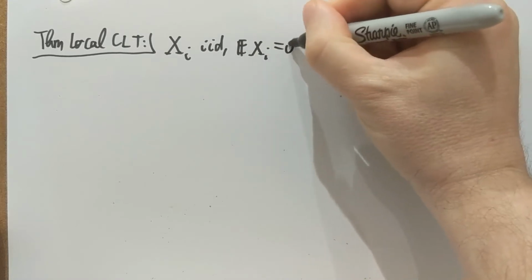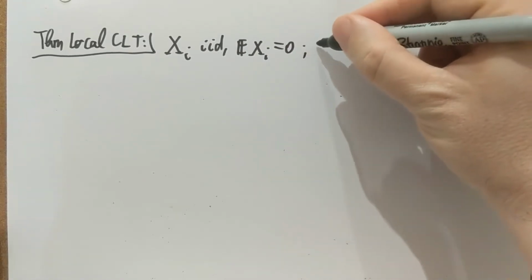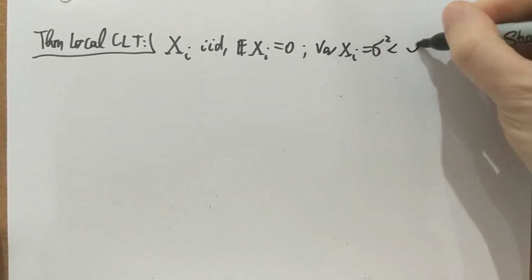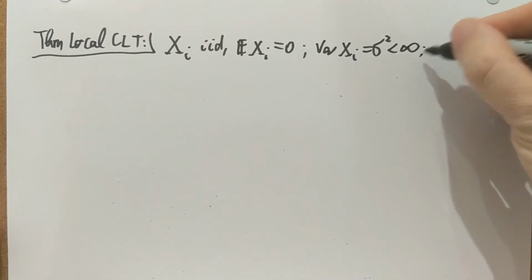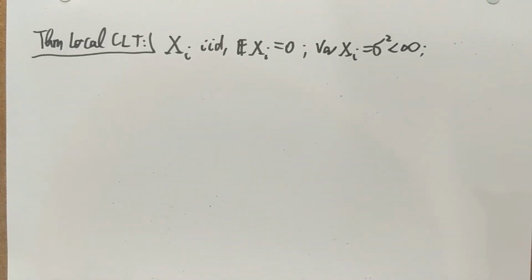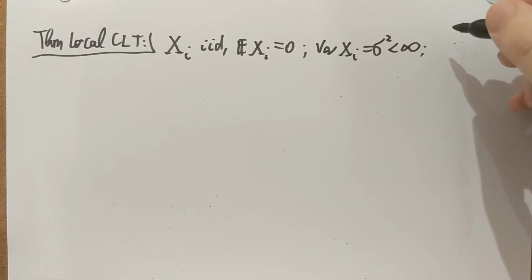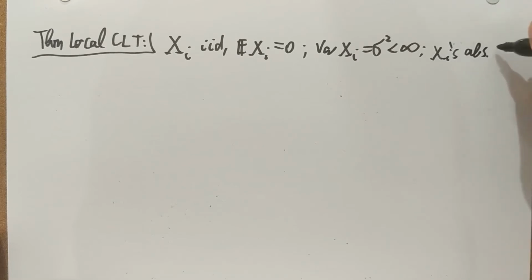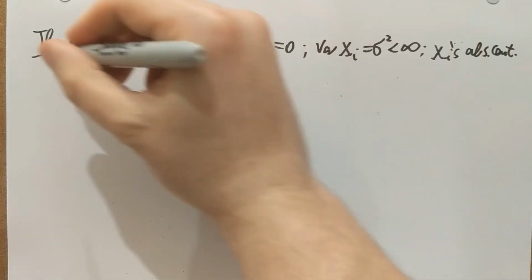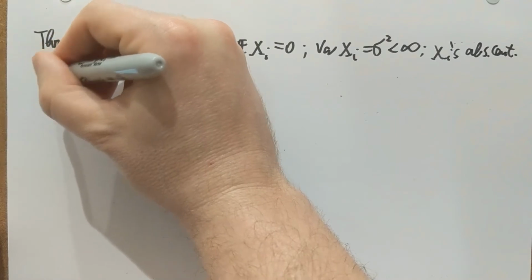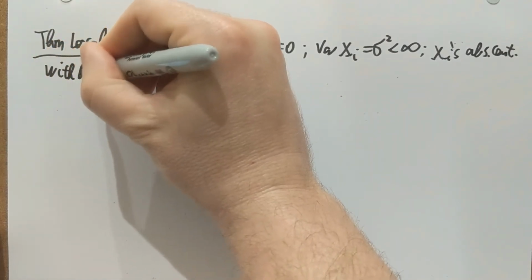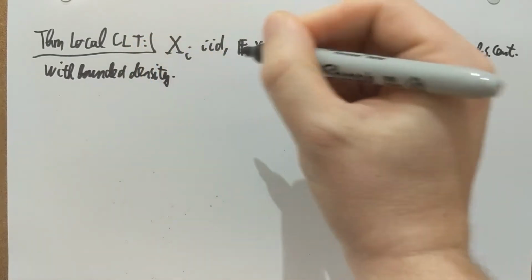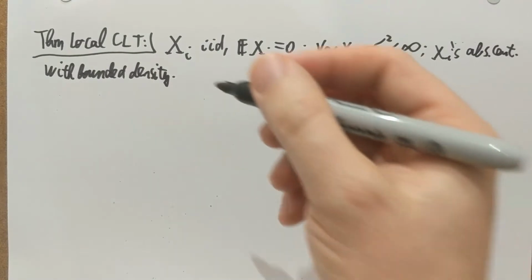You can always subtract the mean if that's not the case. And finite variance, of course, which I call sigma squared. I'm also going to assume that the Xi's are absolutely continuous, so they have a density, and they actually have a bounded density. So the density doesn't blow up.